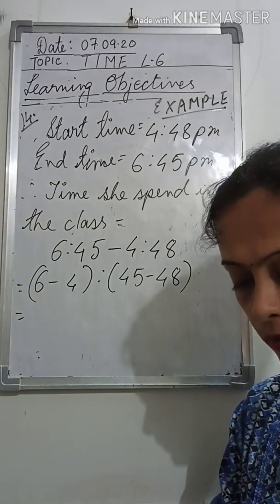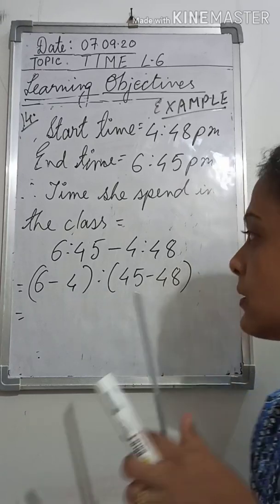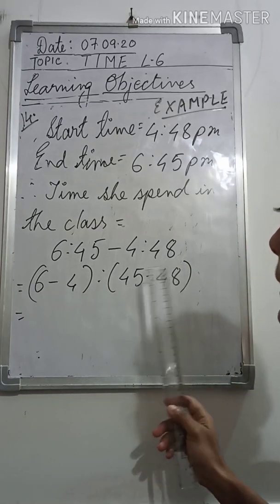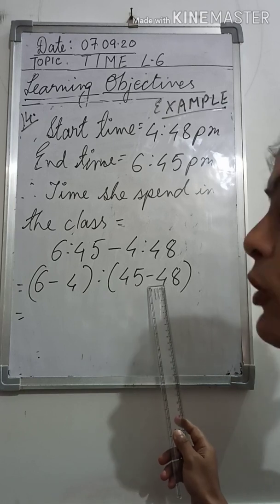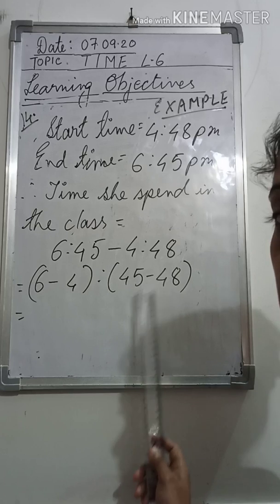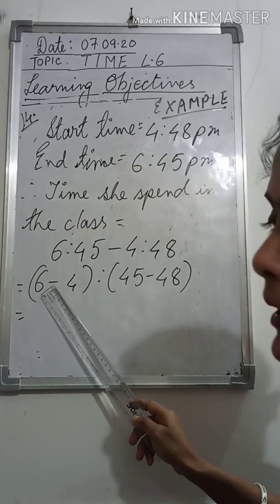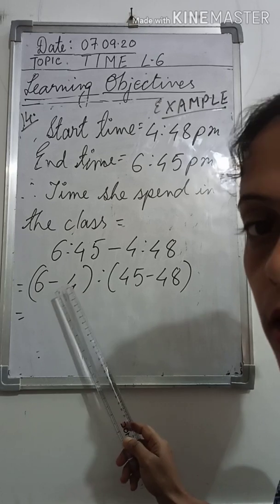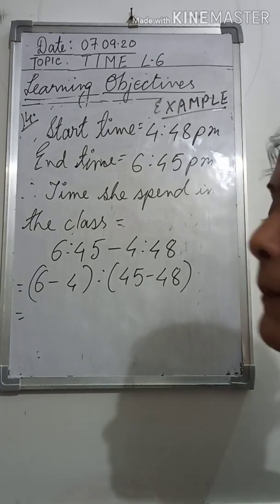Now, what I have discussed with you a little bit before also, that we cannot subtract a bigger number from a smaller number. So in the minute part you can see 45 minus 48 is given. 45 is smaller than 48, so you cannot subtract it. So what you will do is borrow from the hour part. How many hours? 1 hour you will borrow from the hour part. So the hour part will give 1 hour to the minute part.